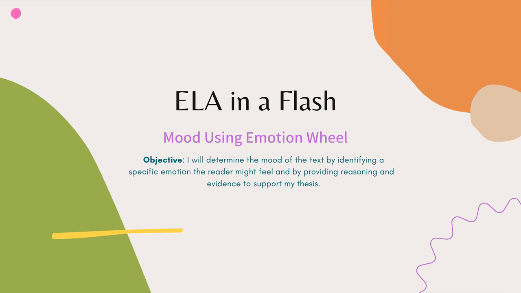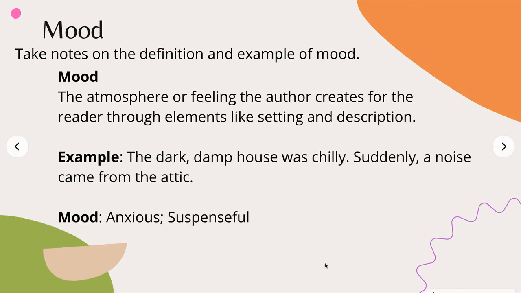Mood using emotion wheel. Today's objective is, I will determine the mood of the text by identifying a specific emotion the reader might feel and by providing reasoning and evidence to support my thesis. First, take notes on the definition and example of mood.